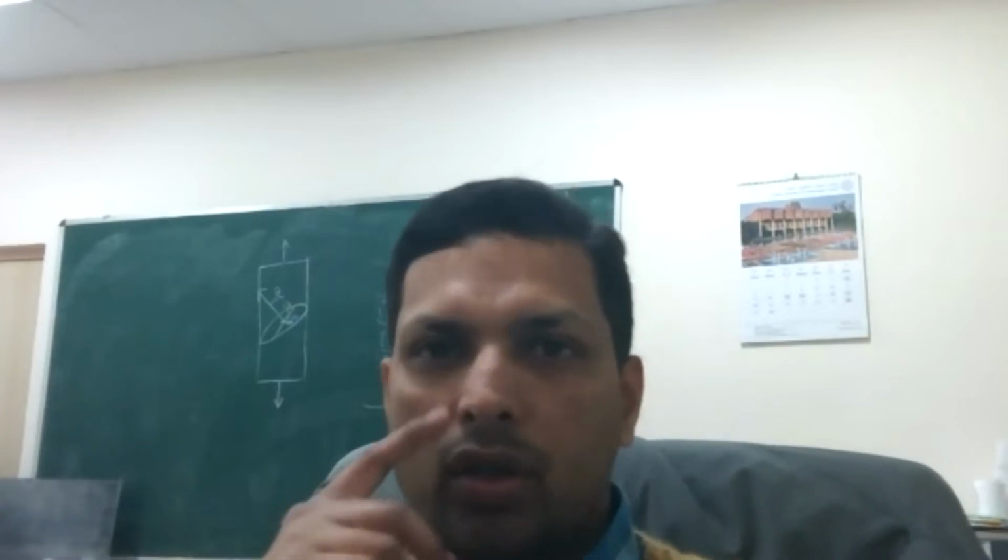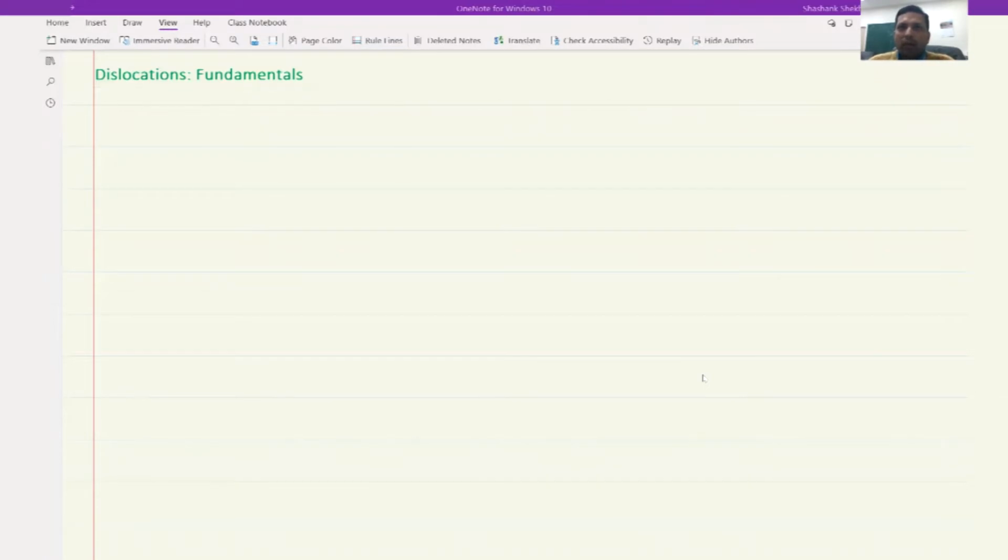So even before we show how the dislocation moves, let's look at what exactly is a dislocation, and in the process you would also be able to appreciate how dislocations can cause the overall slip or deformation in a material. So let's begin. There are two distinctly different types of dislocations. One of them is called edge dislocation.